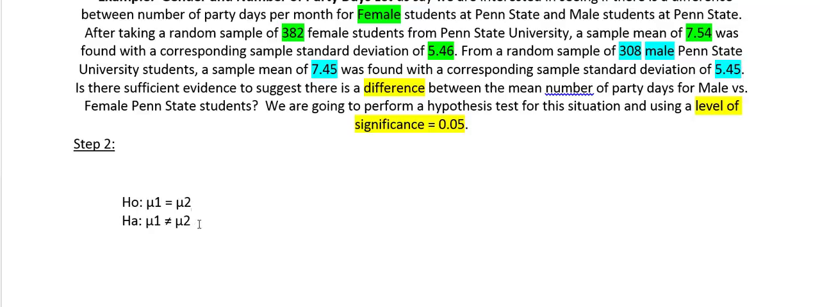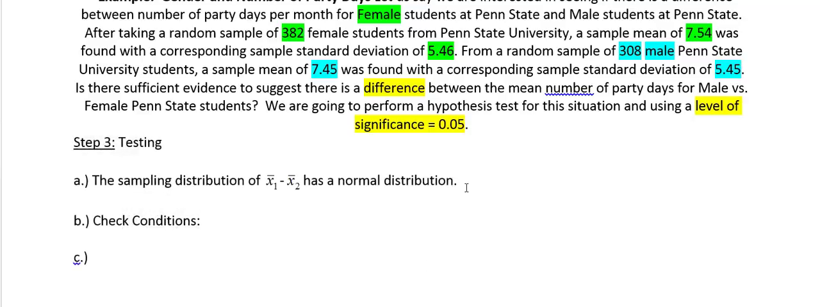Now moving on to step 3, our testing step. In step 3, remember that letter A is kind of a gimme for us because of the formulas that we use. We have to assume that the sampling distribution of x bar 1 minus x bar 2 has a normal distribution. To verify that assumption, we have to do what's called checking conditions. Here, both samples are large and the populations are independent, so I wouldn't expect one group's party days to affect the other.